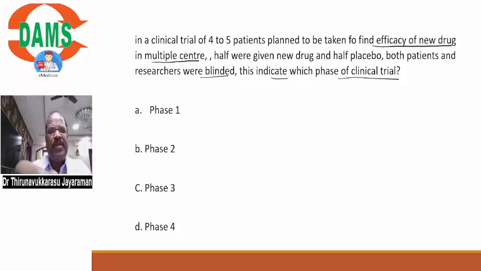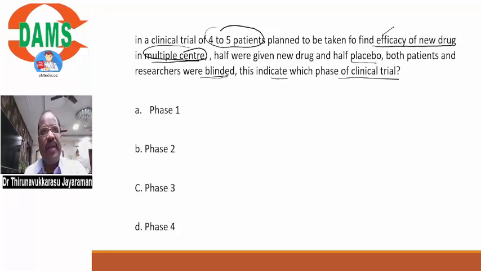See, the number of patients may be less, that's okay. But here they mention they want to study the efficacy of a new drug in a multi-centric study. So when they want the efficacy of the drug in multiple centers, and patients as well as researchers are blinded, a multi-centric double-blind study mostly comes under phase 3 clinical trial. The answer for the question is option C, phase 3 trial.